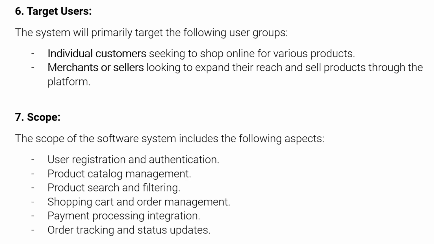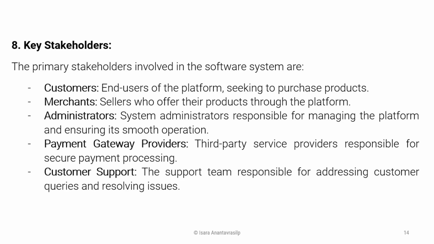For example, the scope of the software system includes the following aspects: user registration and authentication, product catalog management, product search and filtering, shopping cart, order management, payment processing, order tracking and so on. So these are basically the main functionalities that we would like to have, again, at least in the first release.